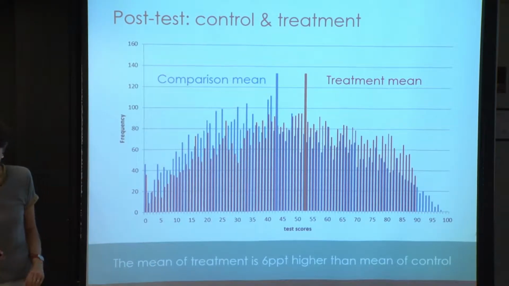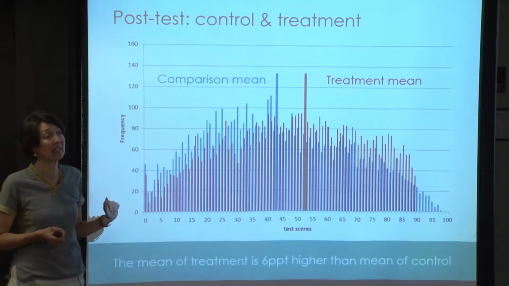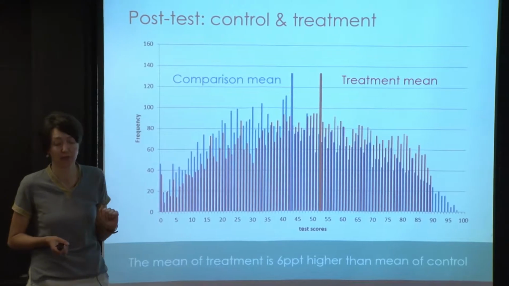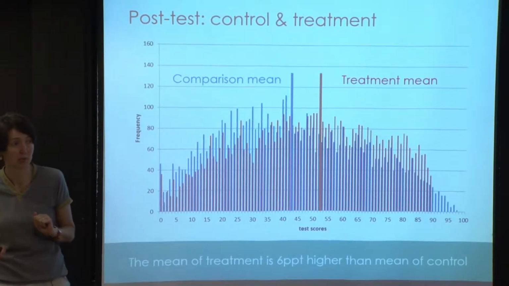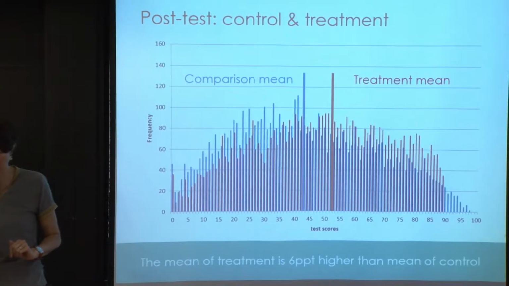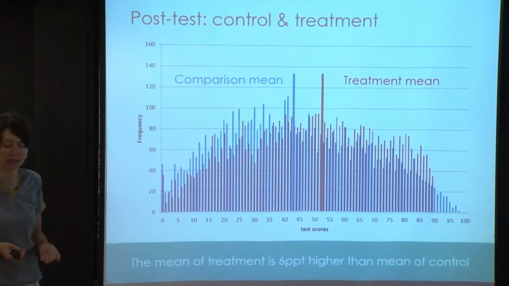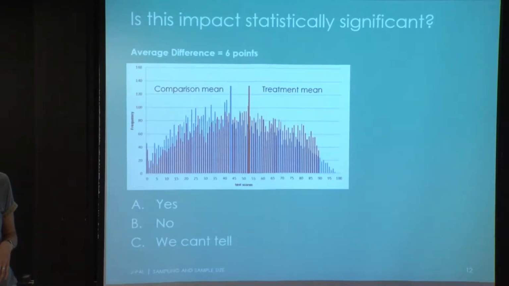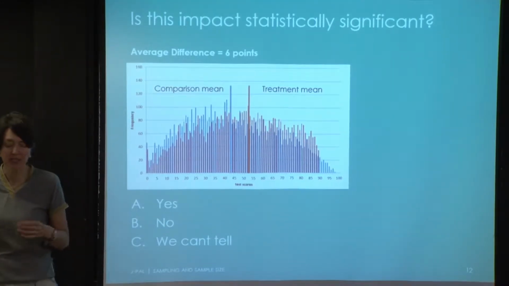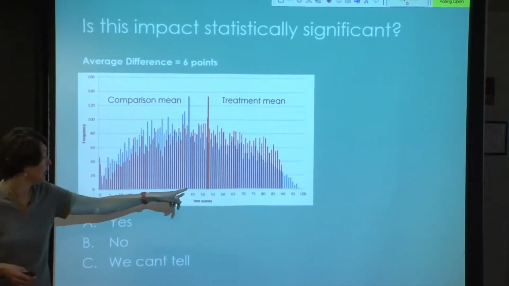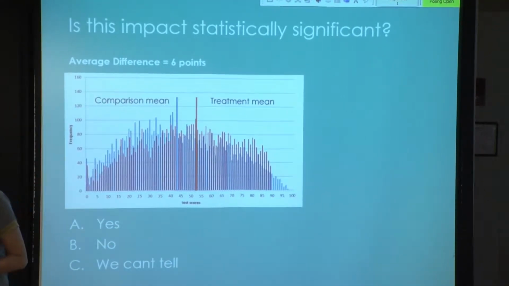This is showing how frequently we got these different test scores. Now, we take the mean of the treatment test scores and the mean of the comparison test scores. I've shown those. At the end of the study, the mean of the treatment group is larger than the mean of the control group. So is that difference between treatment and control statistically significant? Yes, no, or we can't tell yet.